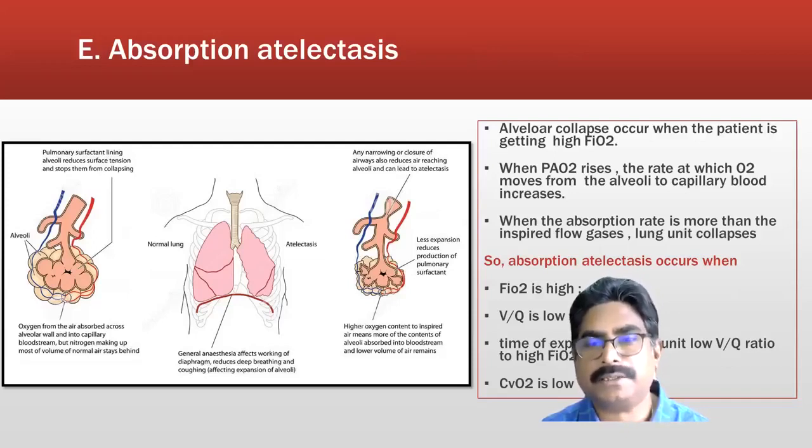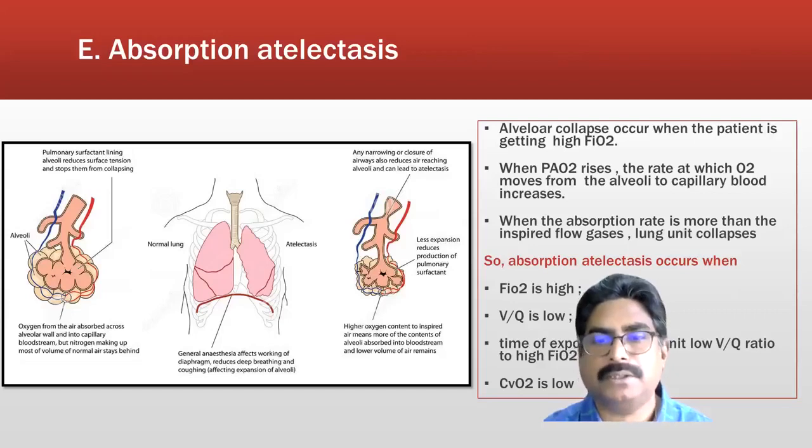And compression atelectasis can happen due to compression, like in general anesthesia, the upward displacement of the diaphragm causing basal atelectasis, or surgical instruments used by the surgeon directly compressing the lung and alveoli, causing compression atelectasis.